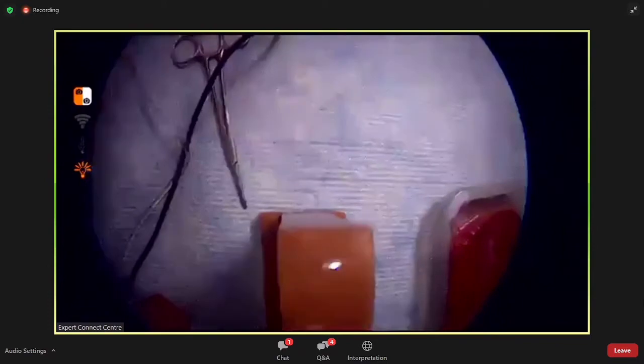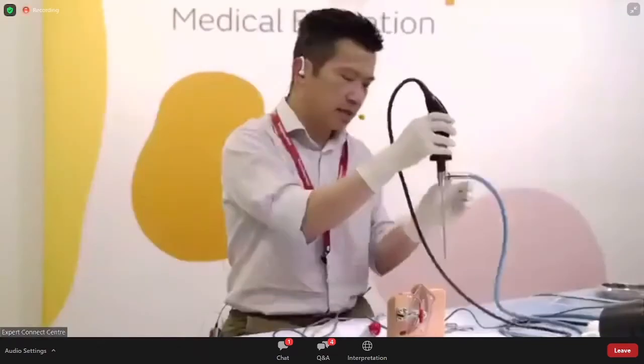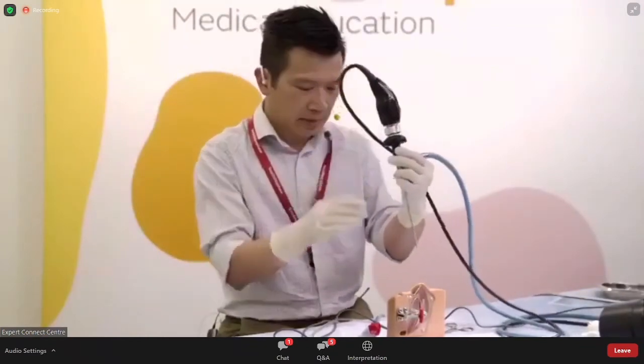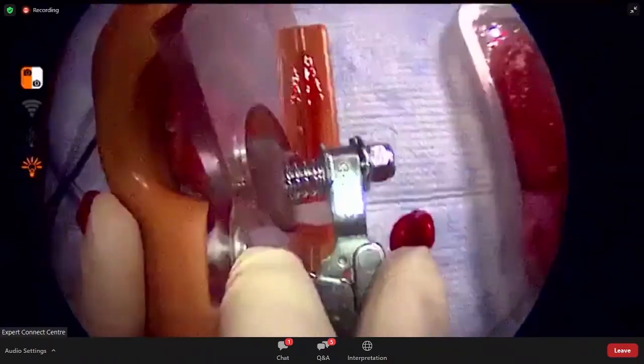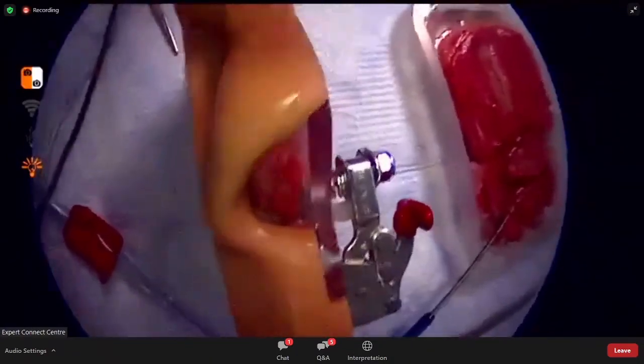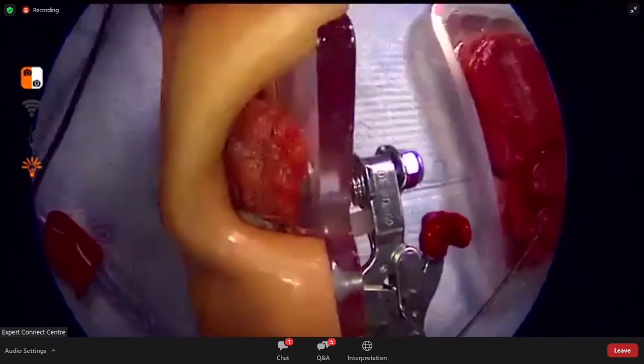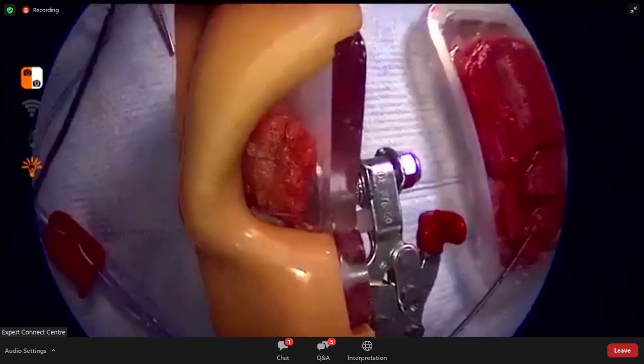So let me just give you some orientation as to what we've set up in the lab here. We've got a plastic silicon model here. This structure here obviously holds the soft tissue in. And for today's demonstration, we're using a piece of beef to simulate the turbinate.